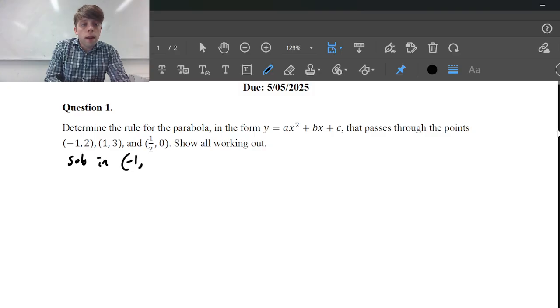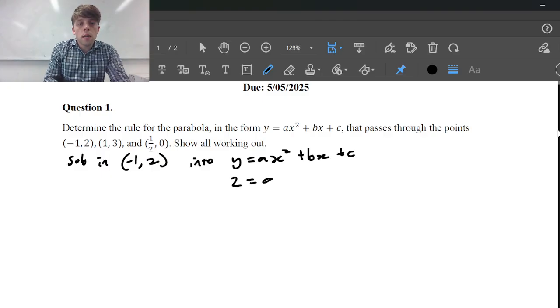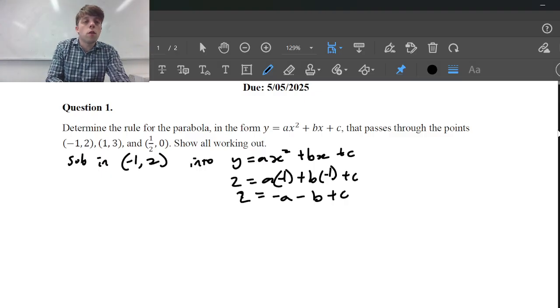sub in -1, 2 into this equation here, into y equals ax squared plus bx plus c. And then we're going to get 2 is equal to a times -1 squared plus b times -1 plus c. And that simplifies down to a minus b plus c. So that gives us this equation here. That's using the first piece of information. And we're going to do this with each of the points. And then we're going to create a system of equations where we have three equations and three unknowns, and then we could use our CAS calculator to find those unknowns.